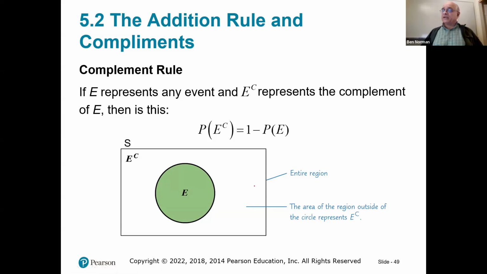Now, if E represents any event and EC represents the complement of E, then we have this. We have the sample space. We have event E. EC is everything outside of E, the entire region, the area outside. The probability of the complement of E is equal to 1 minus the probability of E.